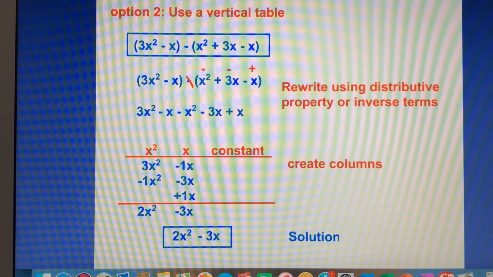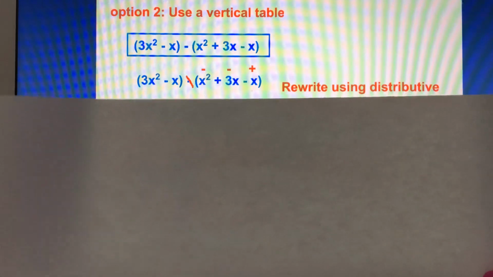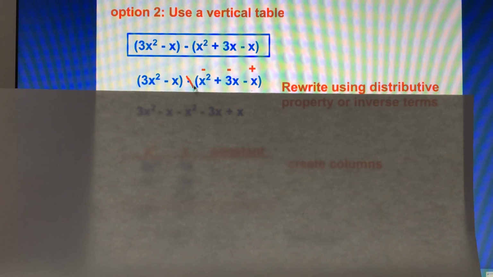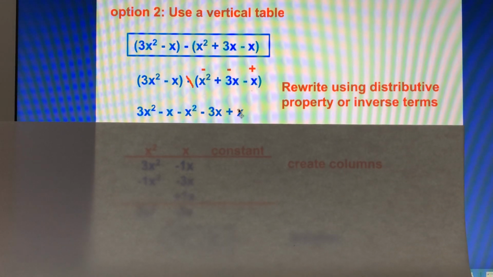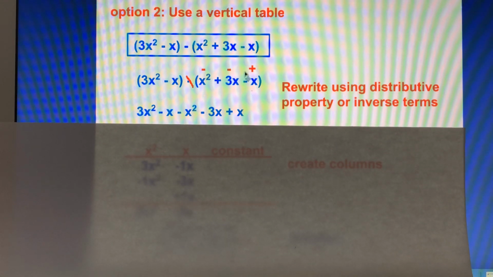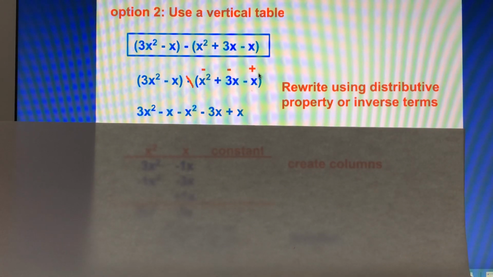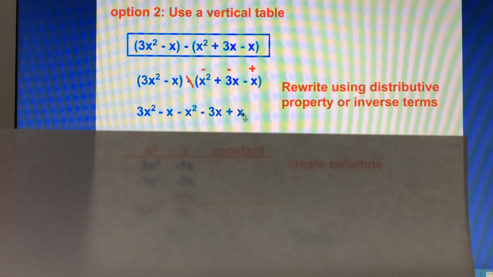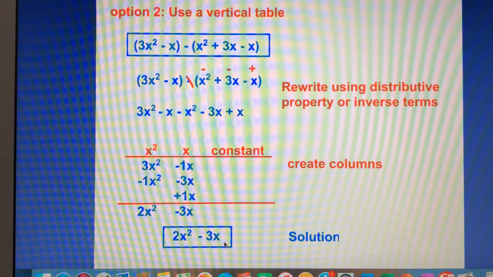Option 2, here's my vertical tables. Now I've gone and cheated here because I know that some of my students get kind of lazy. So instead of rewriting everything, I just get rid of the subtraction sign and I change everything to its inverse sign and bring it down. Pay no attention to that if it's confusing to you. My students already understand that I was just using the cheater's way of doing this. But you rewrite everything and you are able to continue to get your correct solutions.